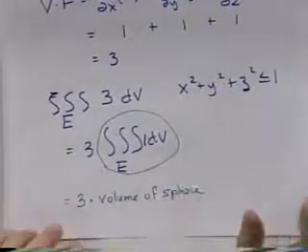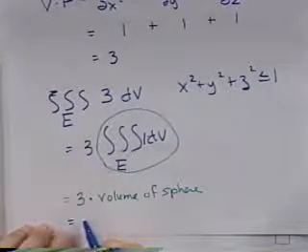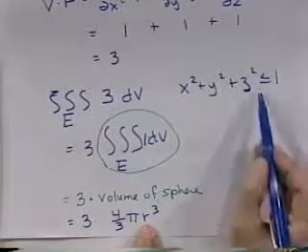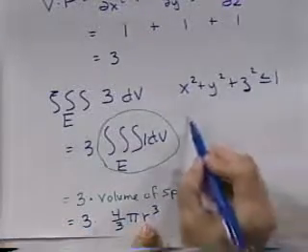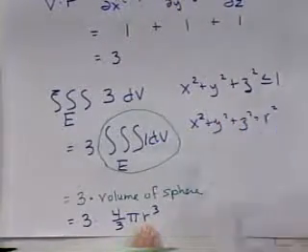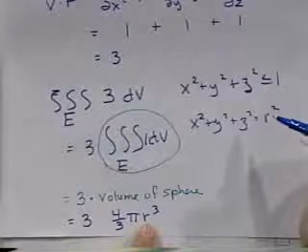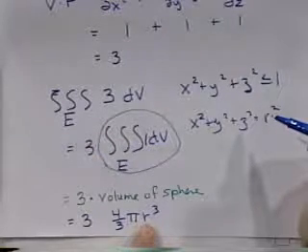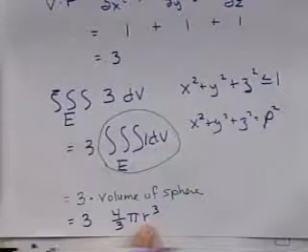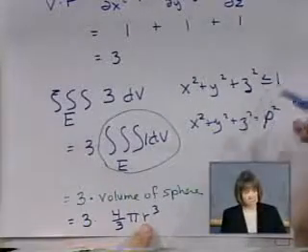Does anybody know the formula for the volume of a sphere? Last time I looked, it was 4/3 pi r cubed. What's the radius of this particular sphere? The equation of a sphere is x squared plus y squared plus z squared equals r squared. So r squared is 1, and the radius of this sphere is just 1. Is it rho squared? Oh, you could write it as rho squared if you want. Right, rho squared is 1, and so the radius is 1.